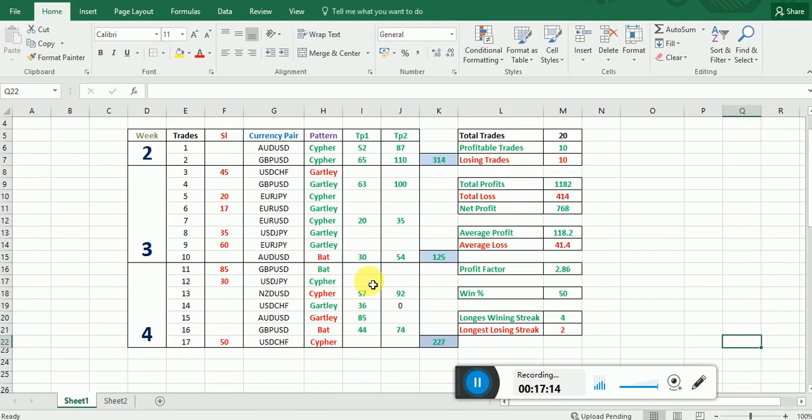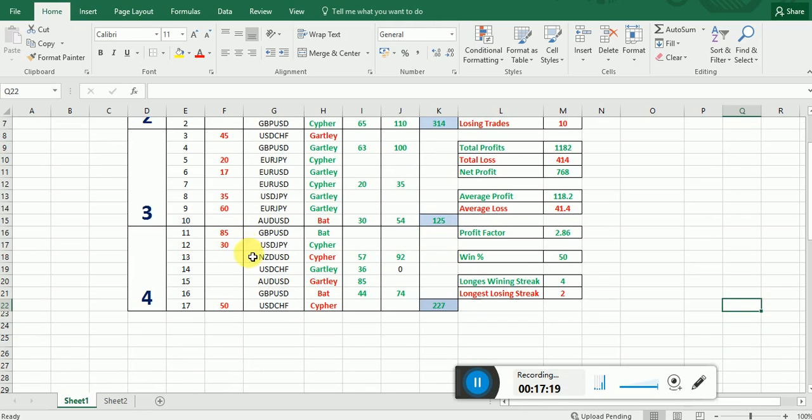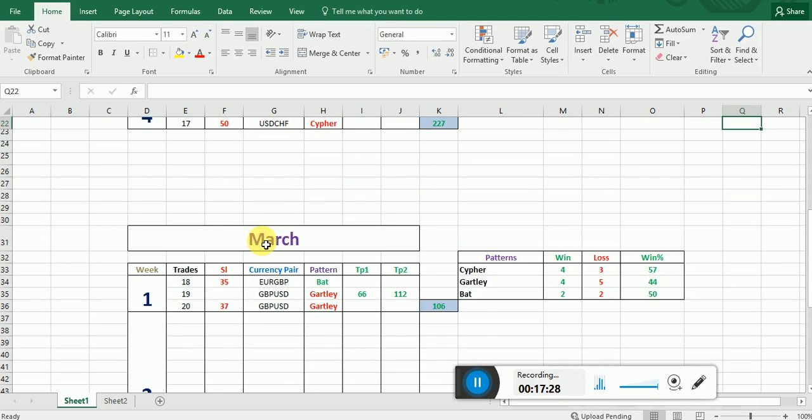Look at all the winners. Look at how big the winners have been. Even when we've taken a losing trade, the highest we've lost on a losing trade was 85 pips, and the rest is just 20, 17, 35 pips. But if you win, you're going to win big.